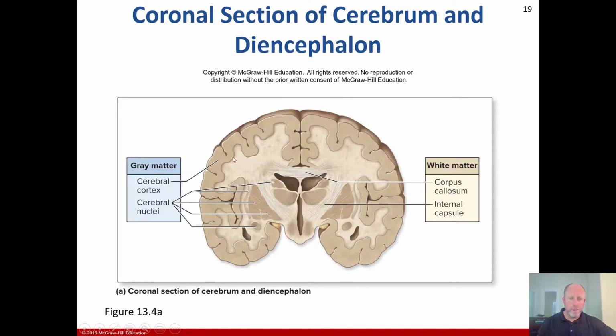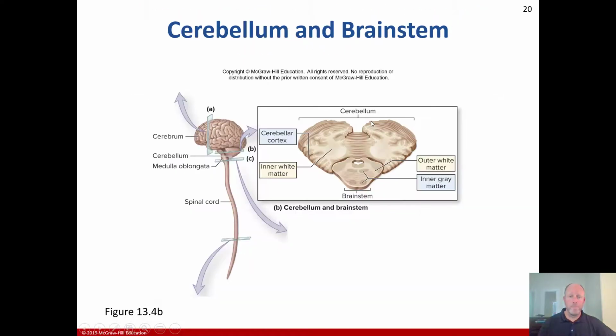So here we have all of our gray matter, right? See all the gray areas. And we have the white matter, typically deeper here. The cerebral cortex is part of the gray matter, with cerebral nuclei throughout, okay? And then the white matter is the corpus callosum and the internal capsule as examples here, primarily for the white matter in the diencephalon and the cerebrum.